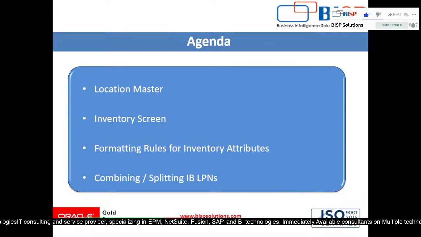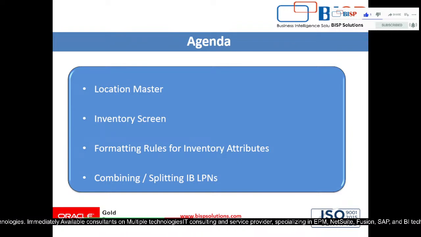So what is a location in our WMS? A location in WMS represents the storage location in the warehouse, and we have the location master. The location master can be configured before all other WMS configuration.